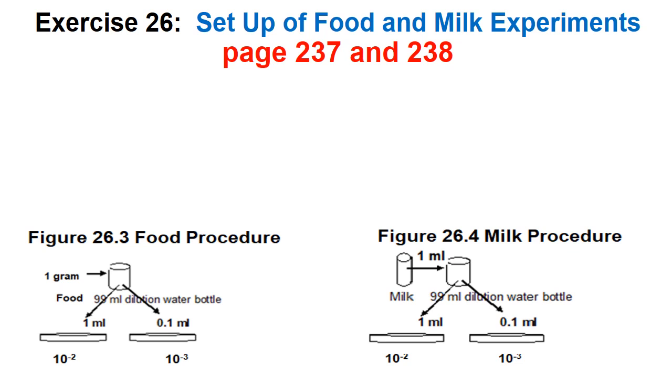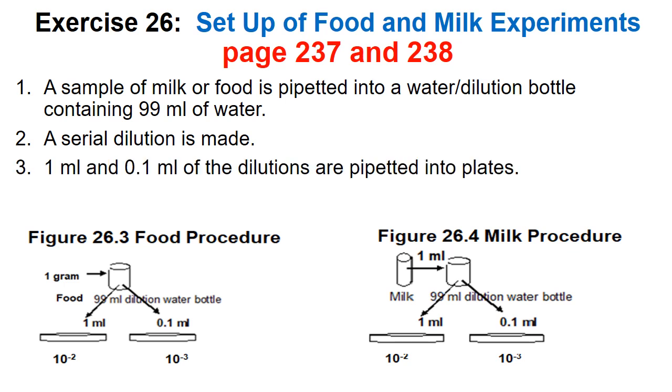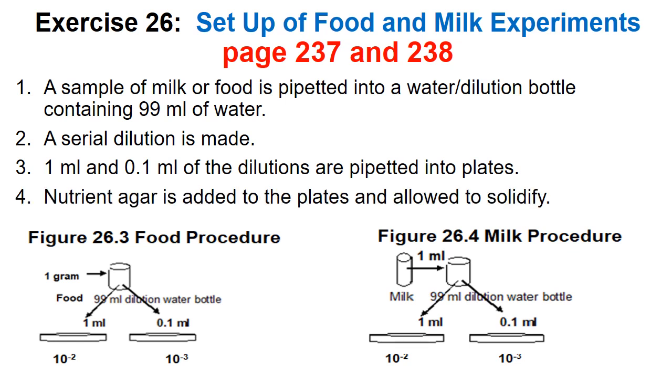Please turn in your lab manual to pages 237 and 238. Let's talk about the food procedure first. A sample of milk or food is pipetted into a water or dilution bottle containing 99 ml of water. A serial dilution is made. 1 ml and 0.1 ml of the dilutions are pipetted into plates. Nutrient agar is added to the plates and allowed to solidify.